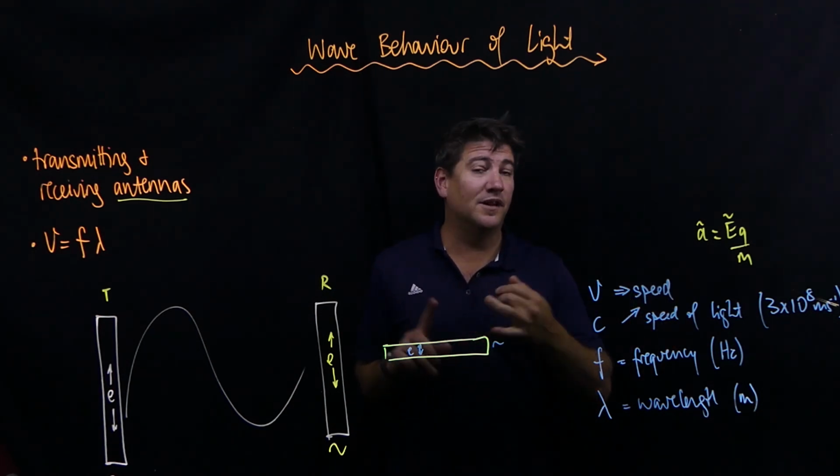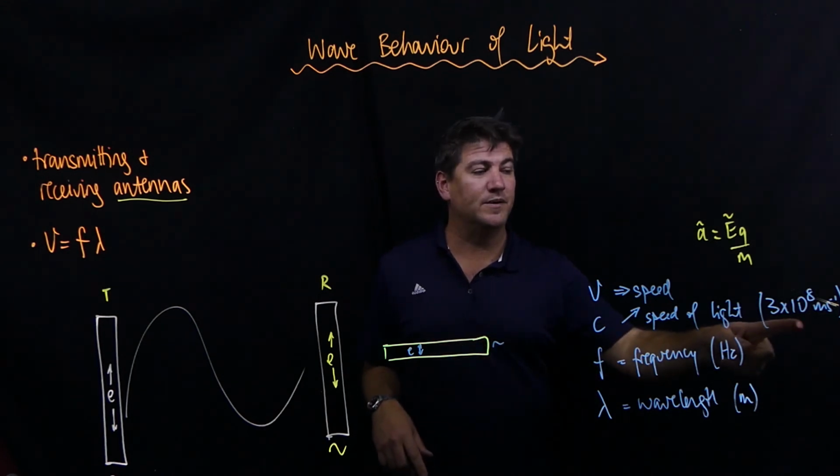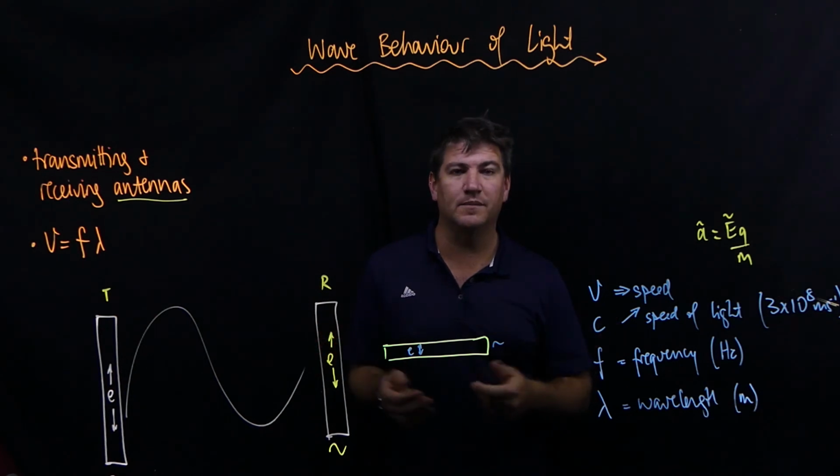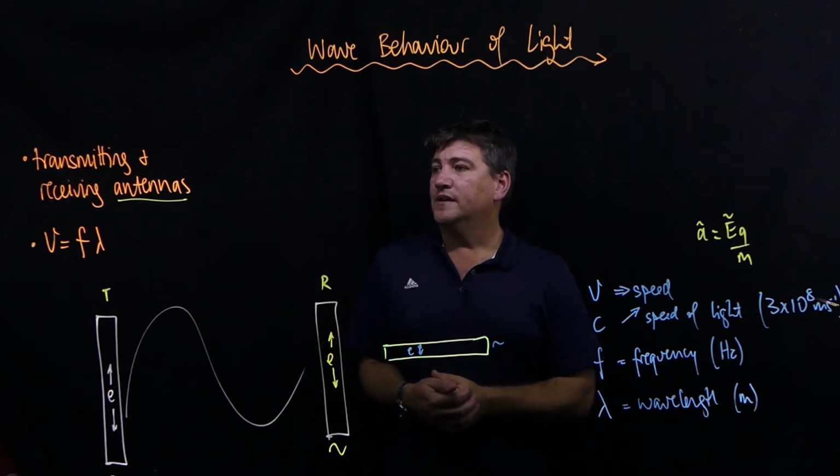In terms of light, electromagnetic radiation, it's 3 by 10 to the 8. In terms of sound, which we dealt with last year, it was about 330, give or take, meters per second. All right. Thank you.